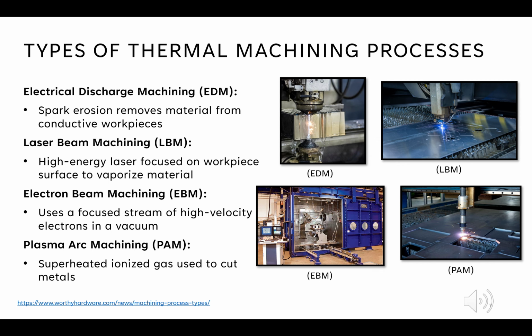EBM, or electron beam machining, is similar to LBM but uses a stream of electrons inside a vacuum chamber. It's extremely precise, especially for aerospace and micro-scale applications. Finally, PAM, or plasma arc machining, uses a jet of superheated ionized gas to cut through thick metals. It's fast and powerful, often used in industries like shipbuilding. Each method has its own strengths depending on the material, precision needed, and production goals.